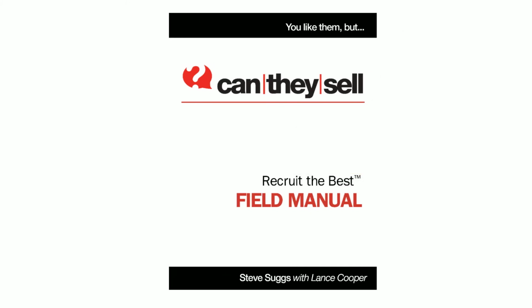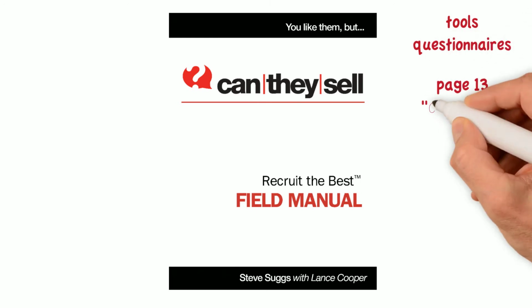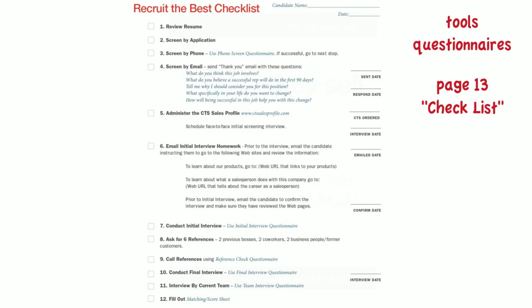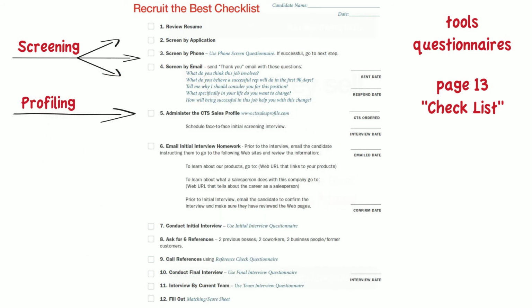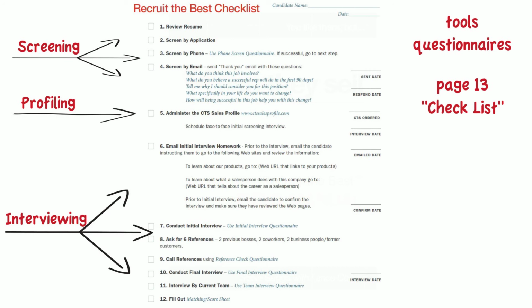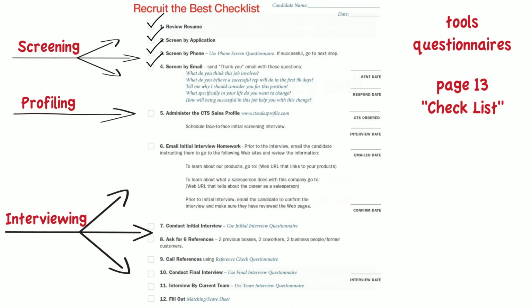The main tool in the Recruit the Best system is the Recruit the Best Field Manual. This manual contains all the tools and questionnaires necessary to make a hiring decision. We begin on page 13 with a checklist of the steps to follow for each candidate. This list will guide you through all 3 stages of the Recruit the Best system. Use this checklist with every candidate. After you complete a step, check it as completed. This tool will help you stay focused and disciplined during the recruiting process.